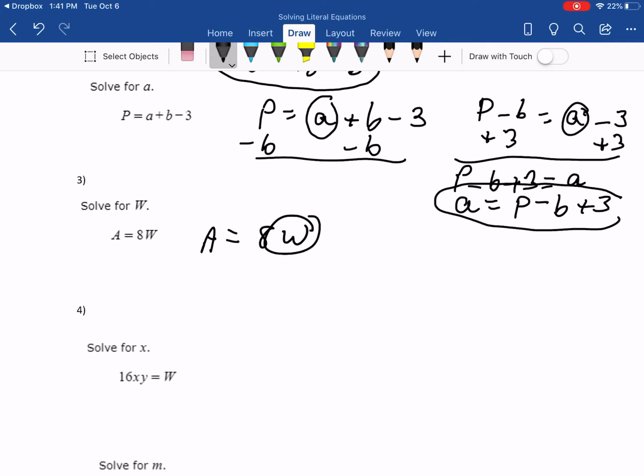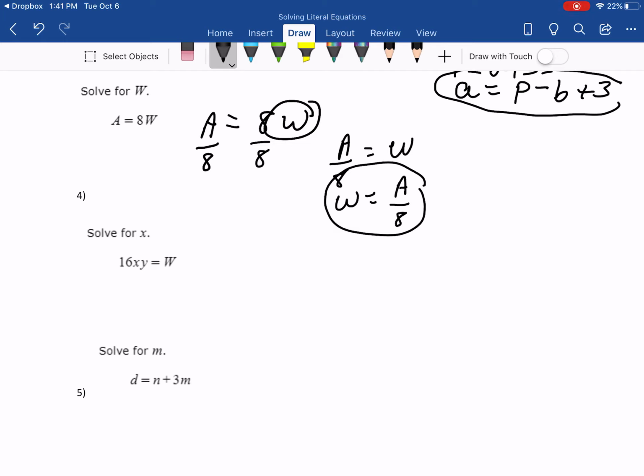Okay, number 3, solve for w. So here we want to just get rid of the 8. So the 8 is multiplying w, so of course we'll divide each side by 8. A over 8 equals w, and then we'll flip it to maybe begin with w. W is equal to a divided by 8.